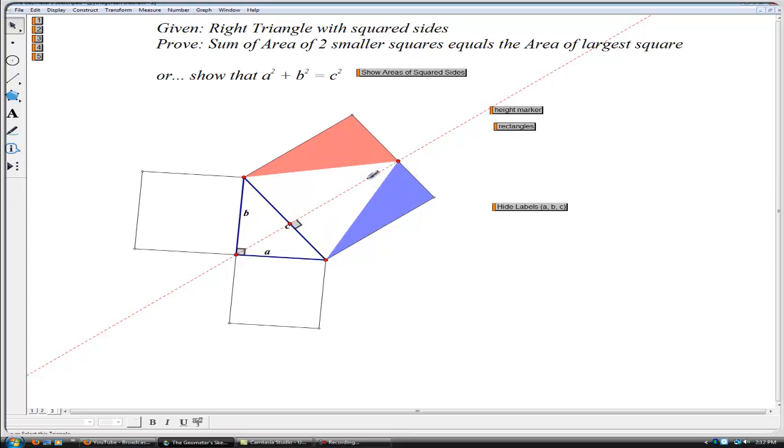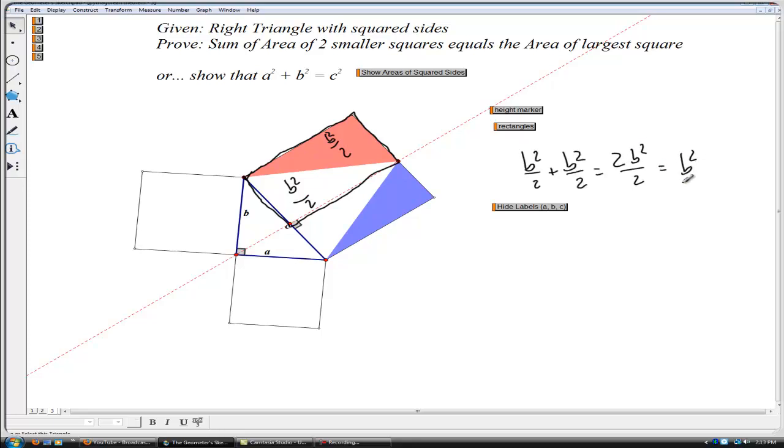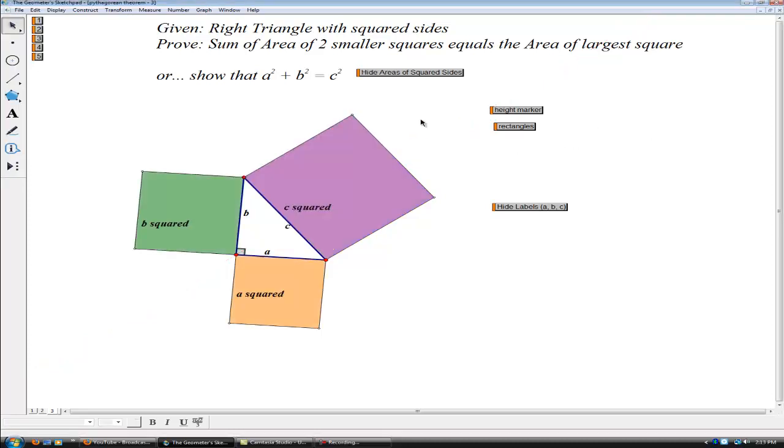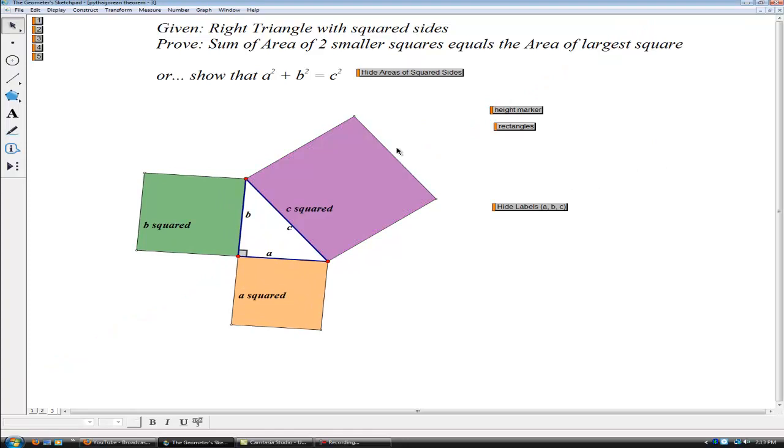On the other side of this dotted line, we have another rectangle. And remember that this red triangle was exactly half of b squared. Because it's also half of this rectangle, we have b squared over 2 and another b squared over 2. If we add those together, we get 2b squared over 2, which is b squared, and that's the area of this rectangle. This is c squared, and it is also equal to a squared plus b squared.